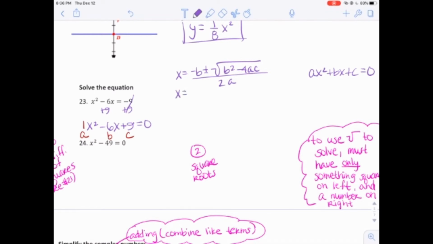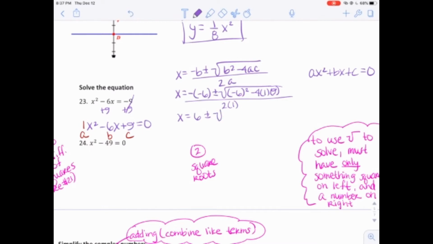So x is equal to negative b, but b is negative 6. Be sure you put that in parentheses. You have a double negative here. There's one in the equation and one in your b term. Plus or minus the square root of b squared. Parentheses are again important. When you put this into your calculator, you must put the negative 6 in parentheses. Minus 4ac, 4 times 1 times 9. And that whole thing is all over 2a, which is 2 times 1. Simplifying, I'm going to get rid of parentheses first. Negative 6 is positive.